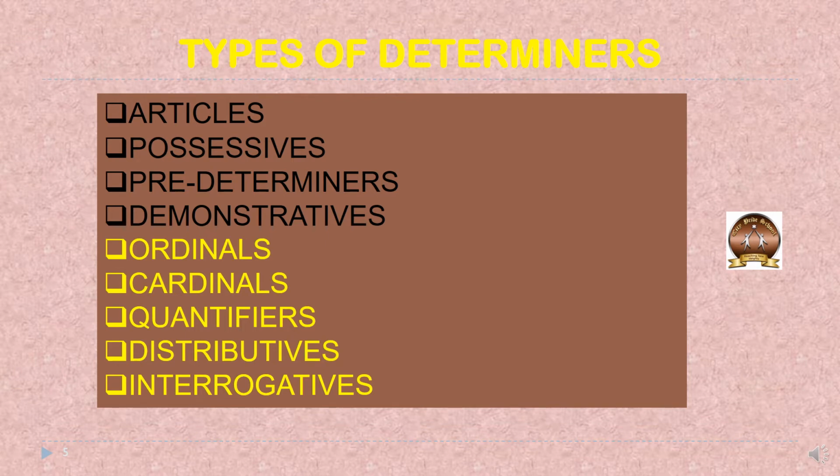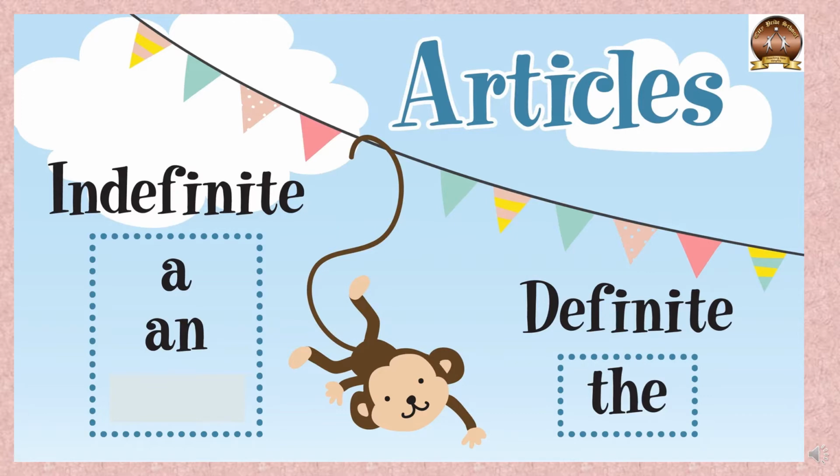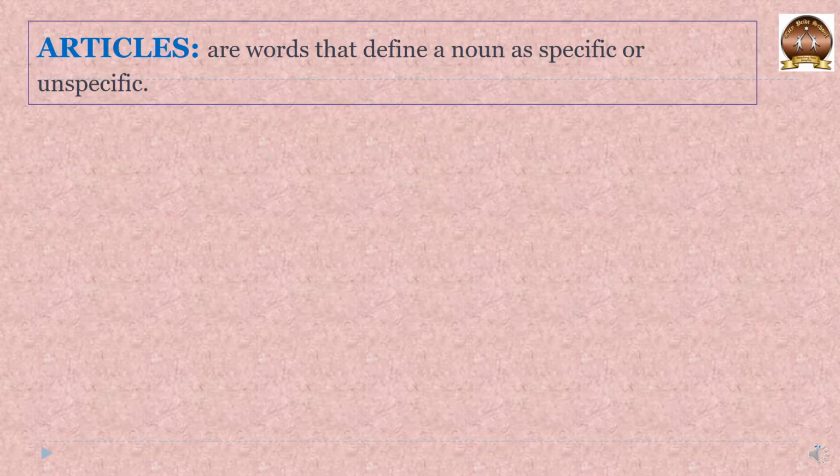Here in front of you are the types of determiners: articles, possessives, predeterminers, demonstratives, ordinals, cardinals, quantifiers, distributives, interrogatives. We will deal with each in the following slides. First, let's start with articles, indefinite and definite.